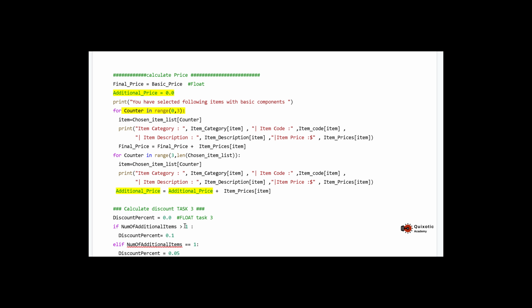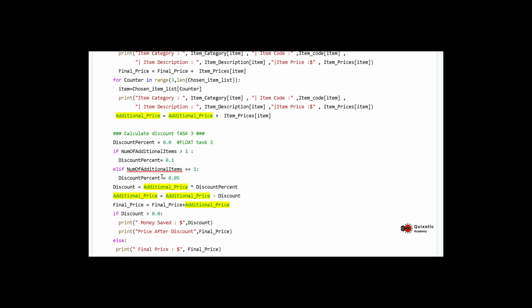If number of additional items is greater than 1, discount is 10%. If number of additional items is equal to 1, then discount is 5%. And then here comes the magic. So discount is calculated from the additional price variable, and then the discount is deducted from the additional price variable. Then we have changed the final price variable to final price plus additional price. So initially our final price variable had the price of basic components and the price of required components, the case, RAM and hard disk drive, and our additional price variable had all the prices for additional items.